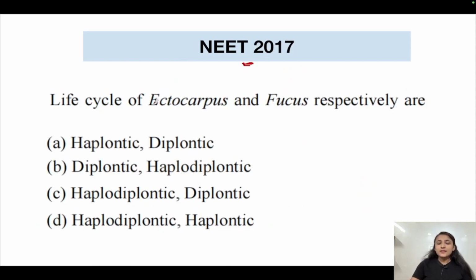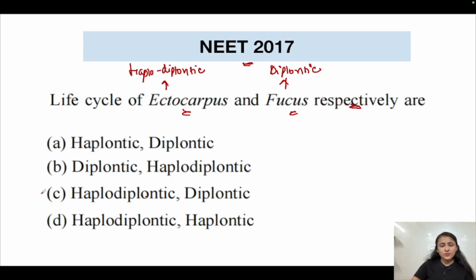Now from NEET 2017: the life cycle of Ectocarpus and Fucus respectively are: haplontic, diplontic; diplontic, haplodiplontic; haplodiplontic, diplontic; haplodiplontic, haplontic. So we just studied that in Fucus, diplontic life cycle is seen, and in Ectocarpus, haplodiplontic life cycle is seen. Both of these are exceptions to the algal groups, right? Because the majority of the algae show haplontic life cycle. So the correct answer, respectively, is that the first should be haplodiplontic in the options and the second part should be diplontic.